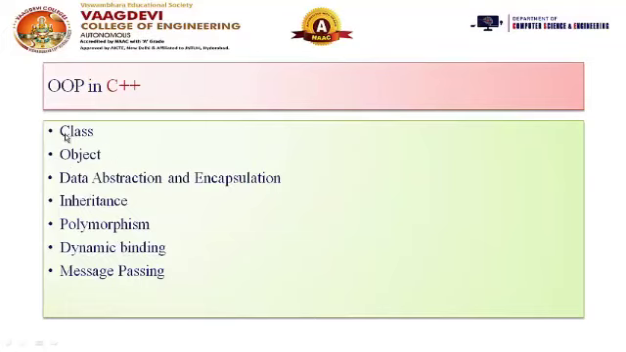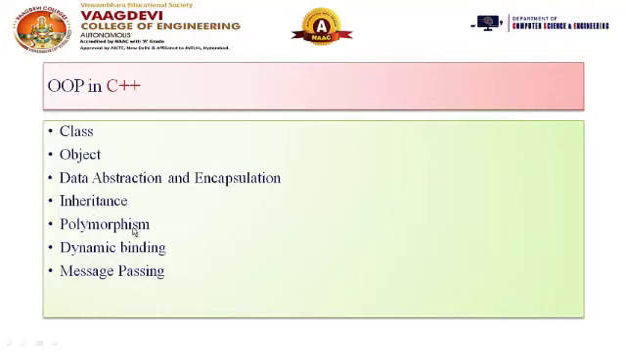And the first one is class. Class is a collection of data members and member functions. And the second one, object. Object is an instantiation of class. And the third one, data abstraction and encapsulation. Data abstraction is the process of hiding certain details, and wrapping up of data and functions into a single unit is known as encapsulation.